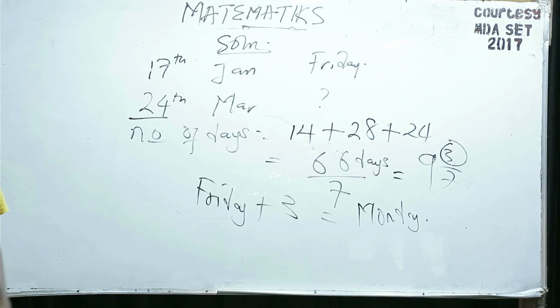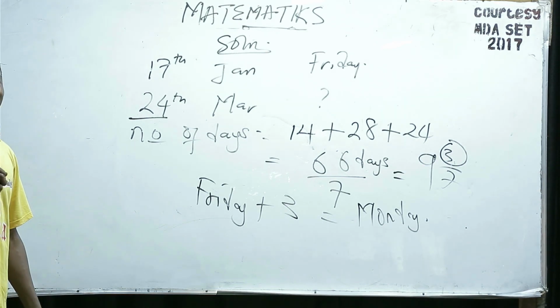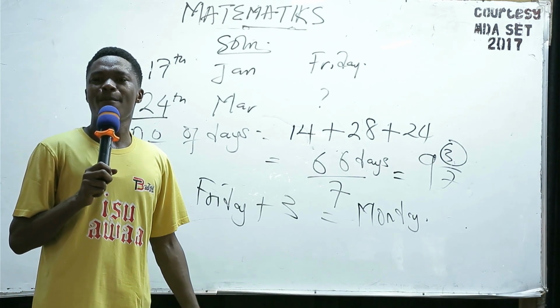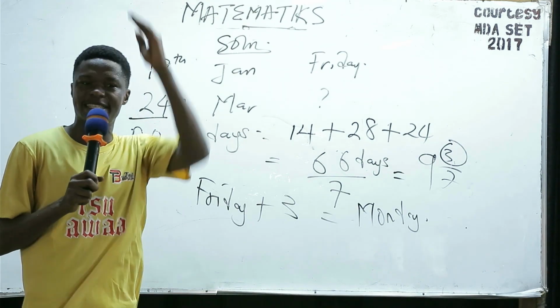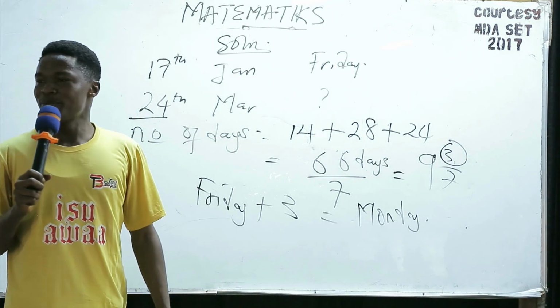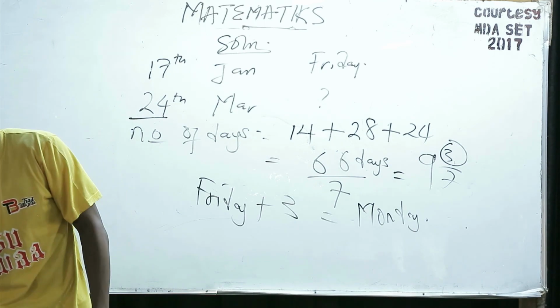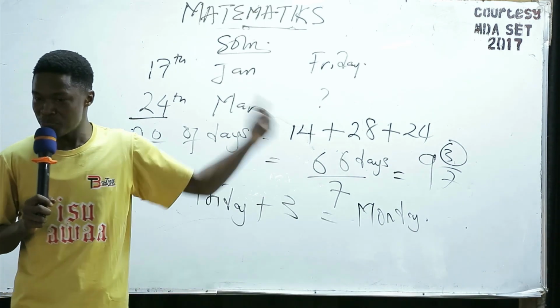If it is okay, now somebody asks a very, very serious question. Somebody said, what if you divide the number of days and it was divisible by 7? What does it mean? It is the same day. Are you with me? Very simple. That is what it means. So it means that it is the same day.